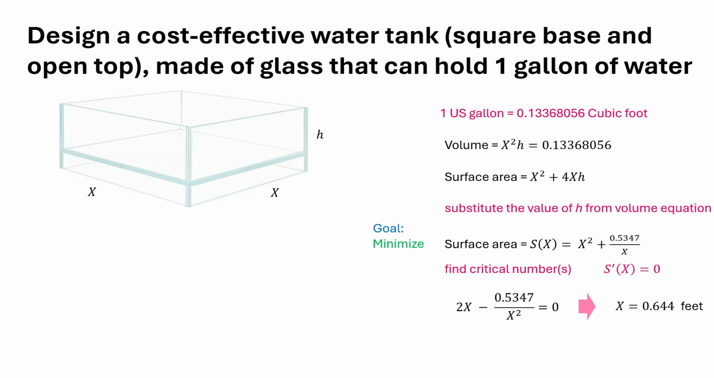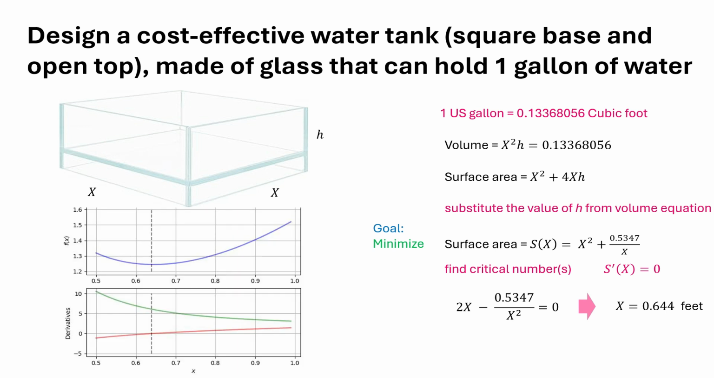Now let's look at the first and second derivative tests. The dashed line represents the critical number, and if we look at the first derivative curve around this number, we can see that the derivative sign changes from negative to positive, which indicates that this point represents a minimum value. We also see that the second derivative at the critical number is greater than 0, therefore suggesting that this represents a minimum value.